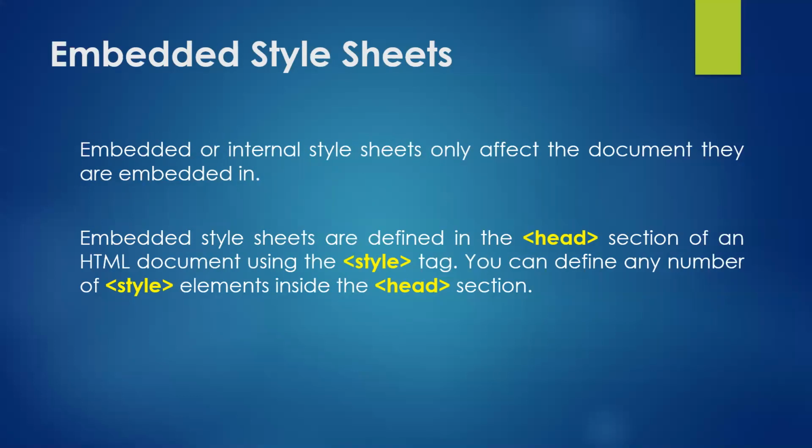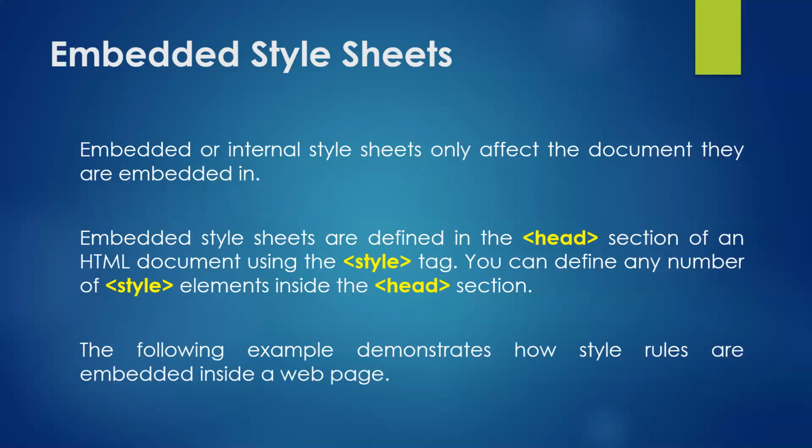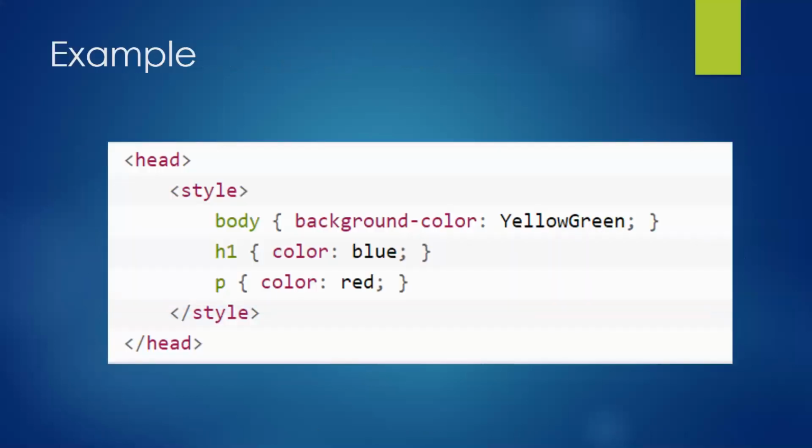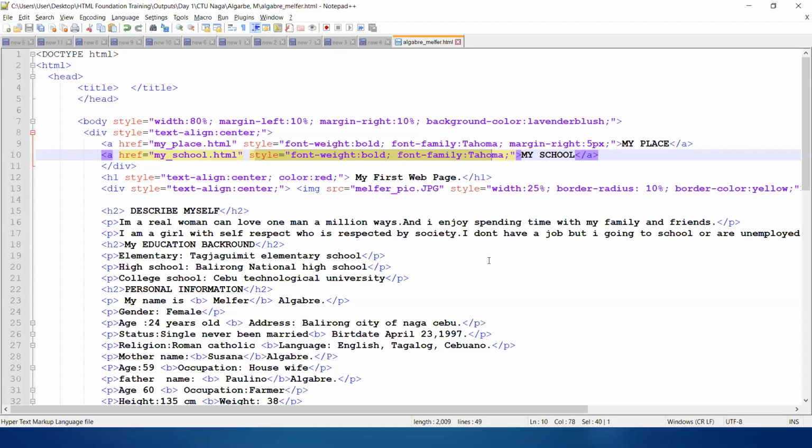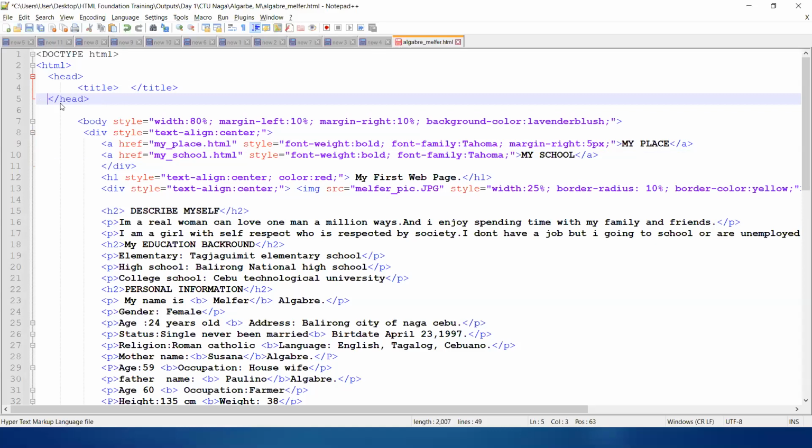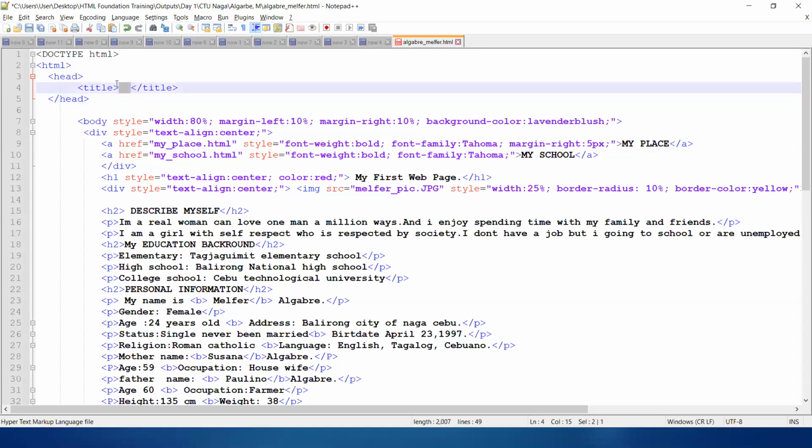So embedded style sheets are defined in the head. So inside the head, you will declare your design. So the following samples demonstrate how rules are embedded inside a web page. So example. So in the head, you have style, body, yellow, green. So here, we will have inside the head, so now head, we will add title. Title is my web page, my website.